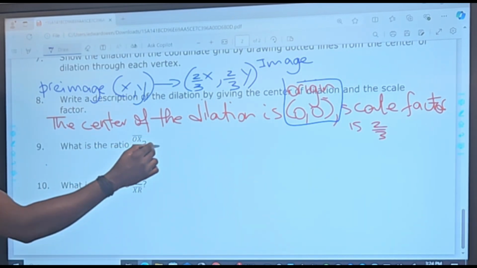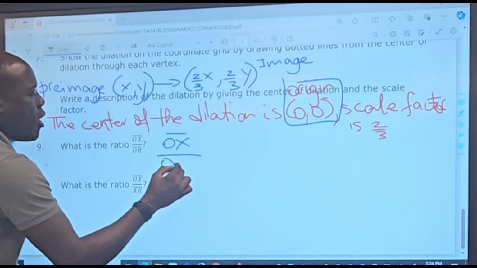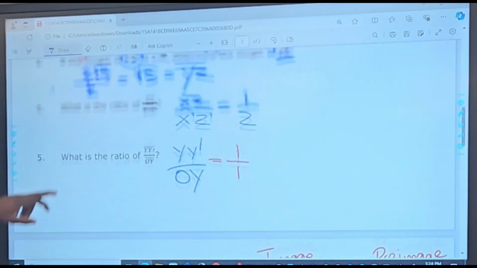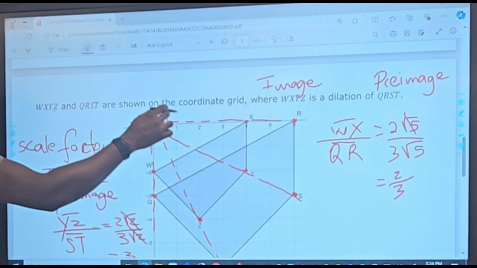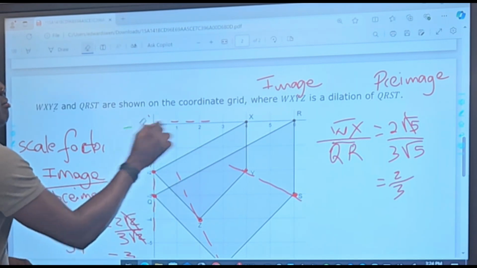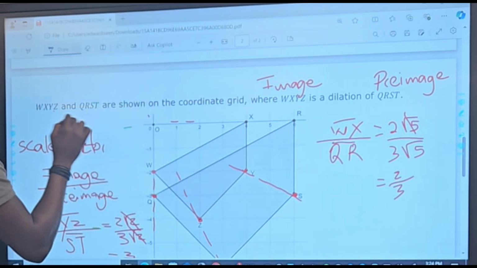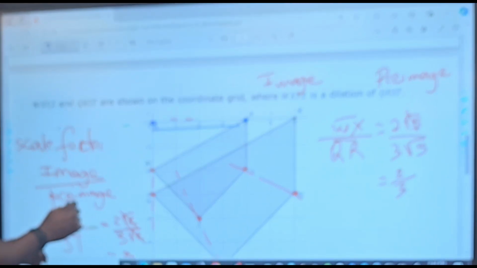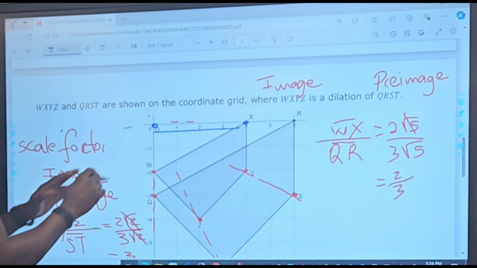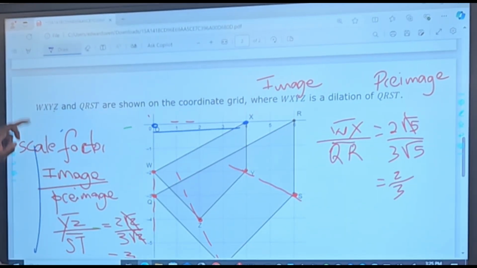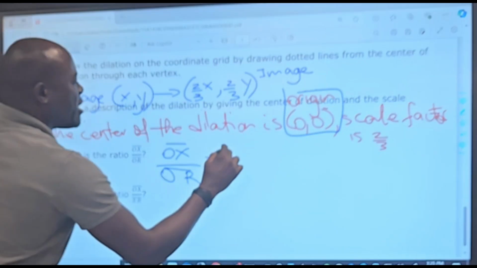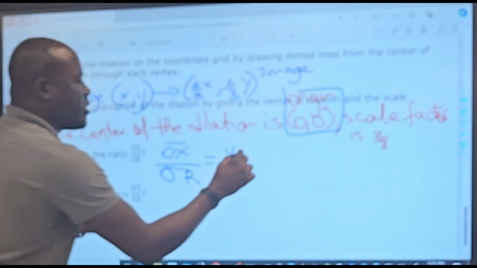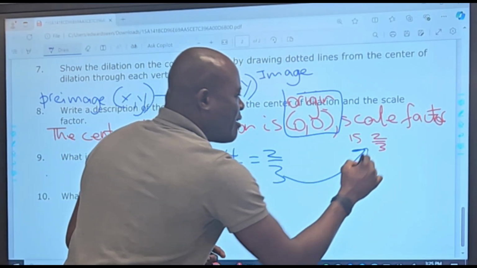What is the ratio of OX over OR? Let us take a look on the diagram to see OX. As you can see here, we're coming from O to X. What is this distance here? 4. So OX is 4. And what about OR? What are we getting? 6. Alright. So OX to OR is 4 over 6. Can you break this down? Yes. What do we get? 2/3. 2/3.